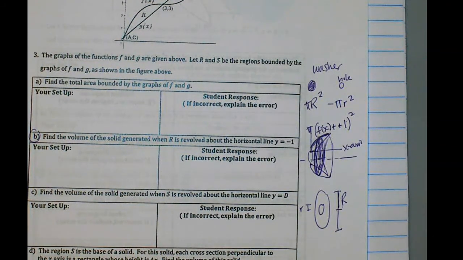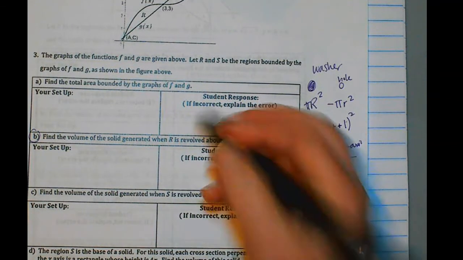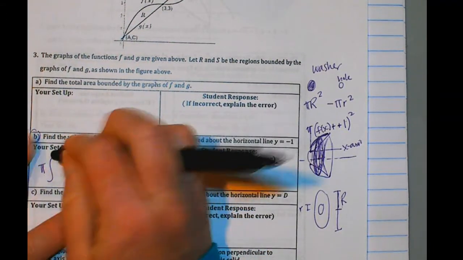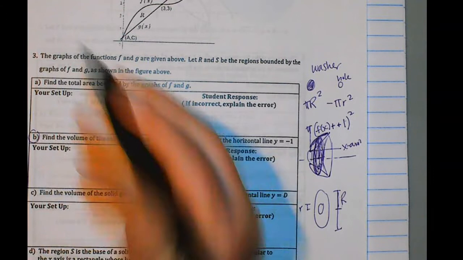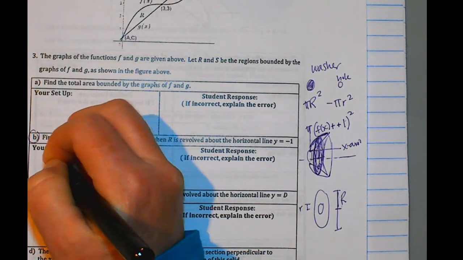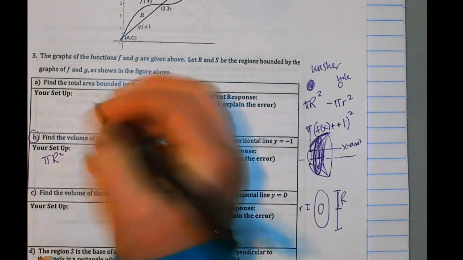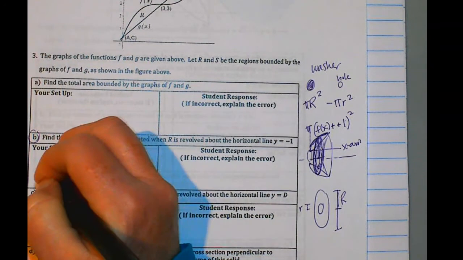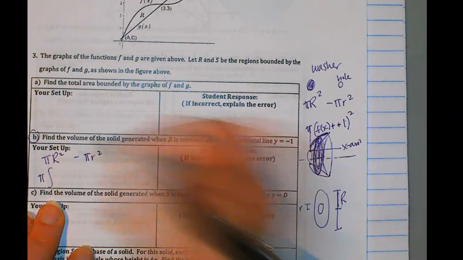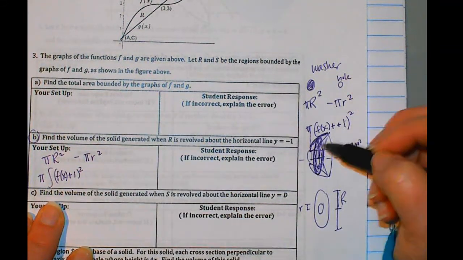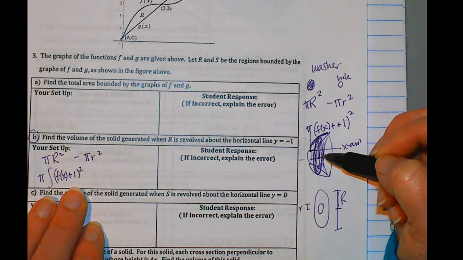And I do want you to write pi r squared, so that you consider you have to square it, and that you include pi. So that's the first part, and I'll write it here. So I've got pi, and I'm going to write it twice, without the integral: pi r squared minus pi little r squared. So pi, and then big R is f of x minus -1, so plus 1 squared. And that's the whole radius, so it's squared. So that's the circle.